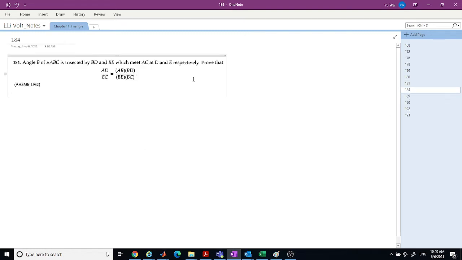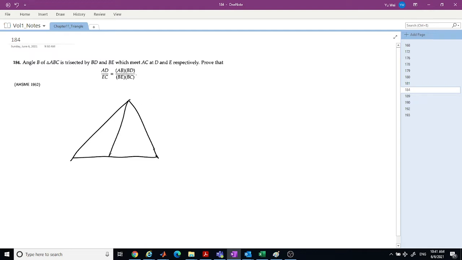Okay, so question 184 is a very important question. I want to give you a very general case of the ratio with respect to the sines of its split angles. So in the general case, let's say we have alpha and beta, triangle ABC and this cutting line is D. So we have this side is c, this side is b.